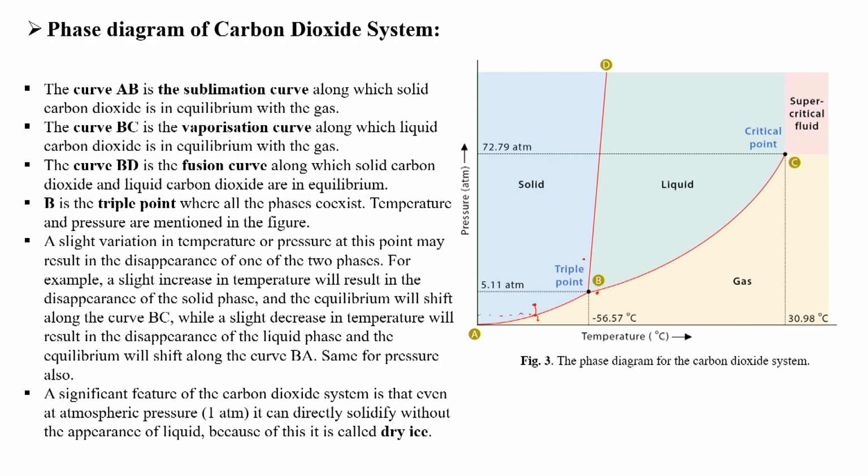Another interesting feature here is that we cannot get liquid carbon dioxide below a pressure of 5.11 atmosphere, even if we change the temperature. Below 5.11 atmospheric pressure, it is not possible to get liquid carbon dioxide whatever the temperature.